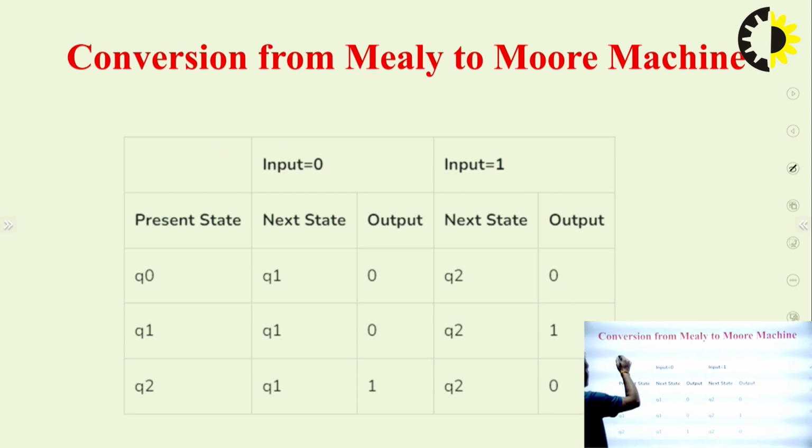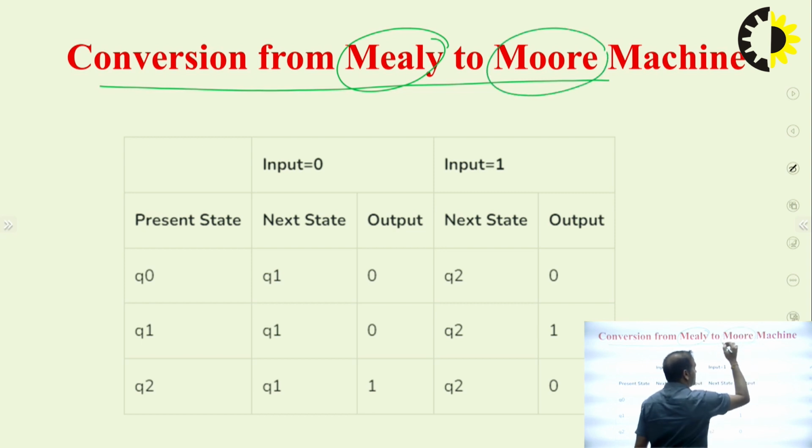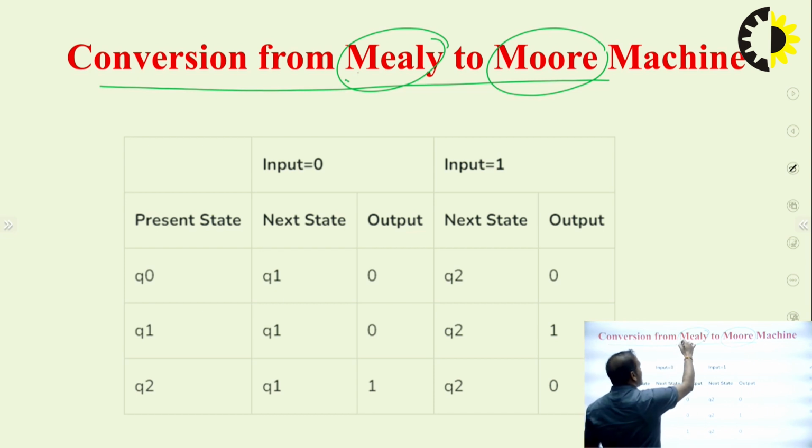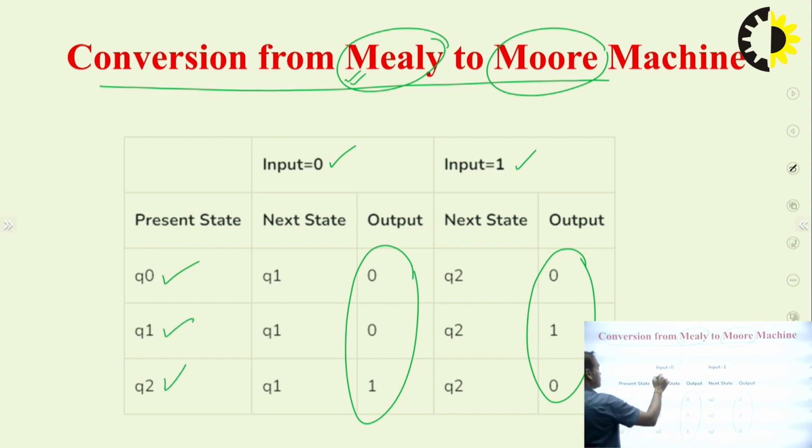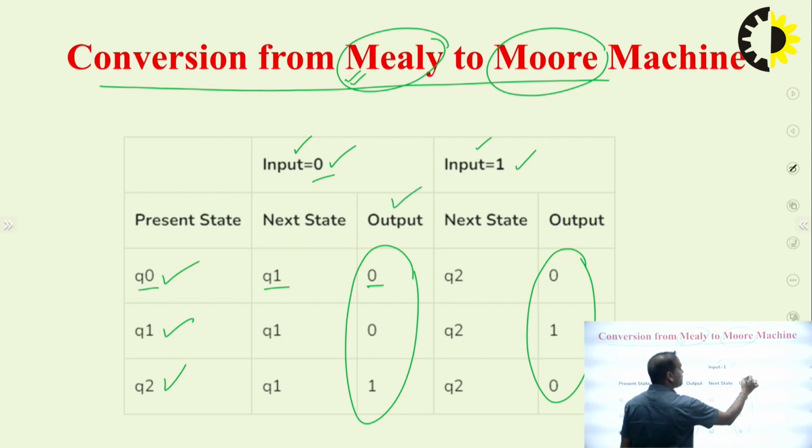Now we have to consider an example in which we have to convert a Mealy machine into Moore machine. First, the question is given in the form of Mealy machine, and we have to convert it into Moore machine. In the Mealy machine, the output depends on both input as well as present state. So, for input 0, the output is this, and for input 1, the output is this. It is according to present state and input. If the present state is Q0, input is 0, the next state is Q1 and the output is 0. This is the table of Mealy machine, in which there are two columns of next state, one for 0 and one for 1, and there are two columns of output, one for 0 and one for 1.